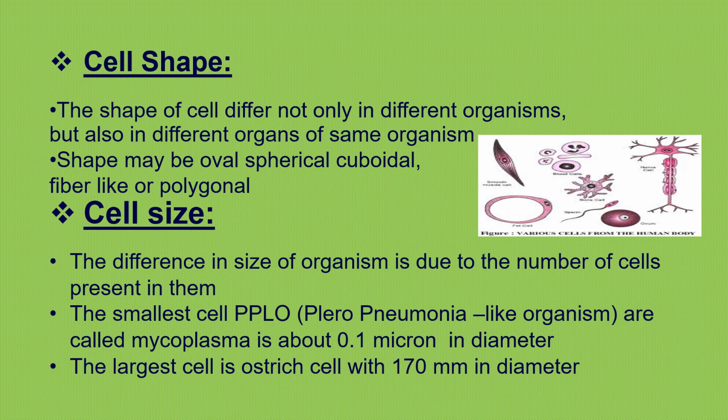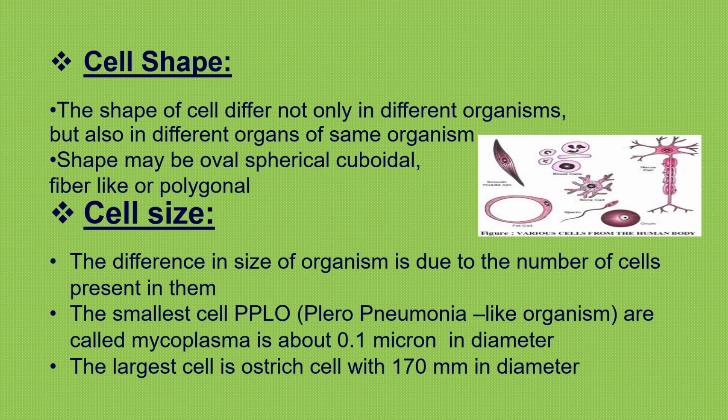Cell shape and cell size. Cell shape. The shape of the cell differs not only in different organisms but also in different organs of the same organism. You can see in the figure there are different shapes of the cell. The shape may vary: oval, spherical, cuboidal, fiber-like. Even the cell size also varies. The difference in size of the organism is due to the number of cells present in them.